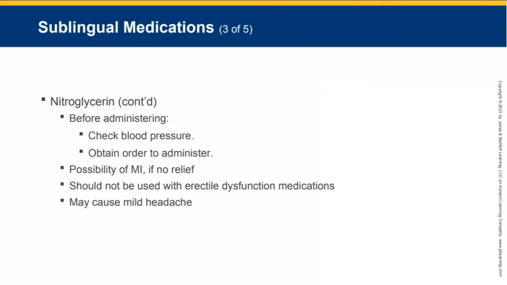All right. Before administering nitroglycerin, you have to check the patient's blood pressure. You cannot administer nitroglycerin if the systolic pressure is below 100 millimeters of mercury. Obtain orders or follow your local protocol to administer nitroglycerin.